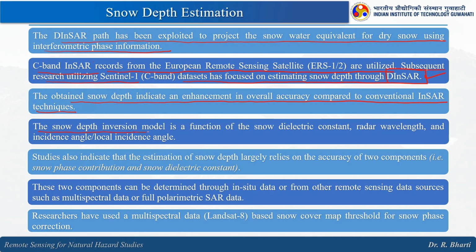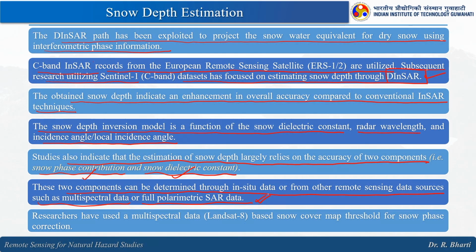The snow depth inversion model is a function of the snow dielectric constant, radar wavelength and incident angle or the local incident angle, right. So, studies also indicated that the estimation of snow depth largely relies on the accuracy of two components, that is snow phase contribution and the snow dielectric constant. So, these two components can be determined through in situ data or from other remote sensing data sources such as multispectral data or the full polarimetric SAR data.